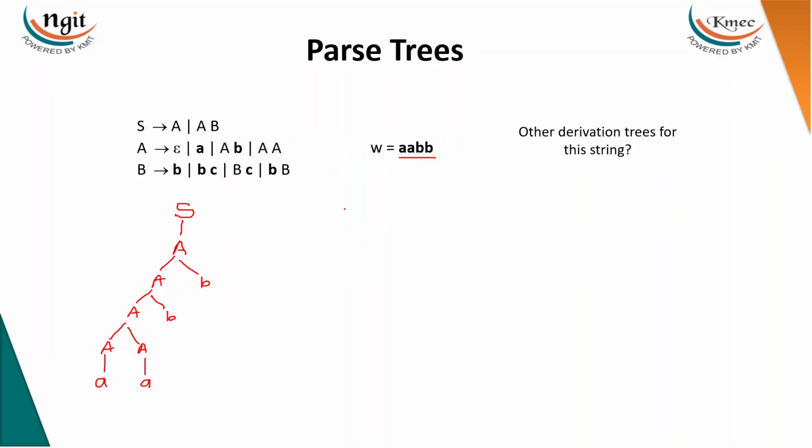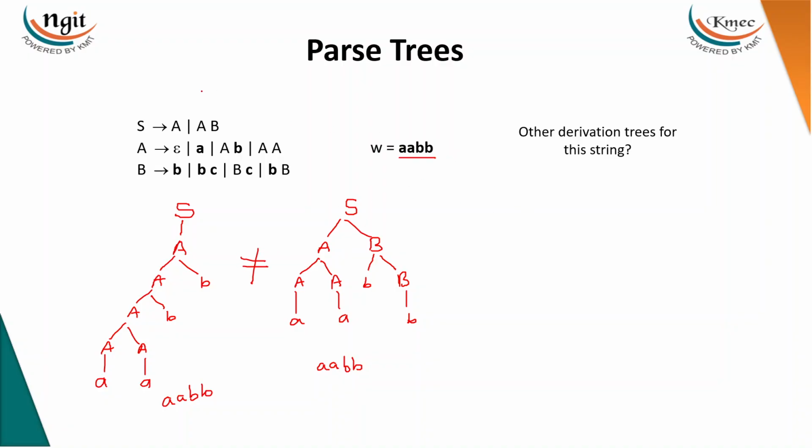Then go for another substitution. S tends to AB. Then for this B, we need two b's, so we can go with B tends to bB, and B tends to b. For this A, I need two a's, then I can go with A tends to aA, and A tends to a. See, I got the same aabb from here and aabb from there. For the same string, we got two different parse trees.